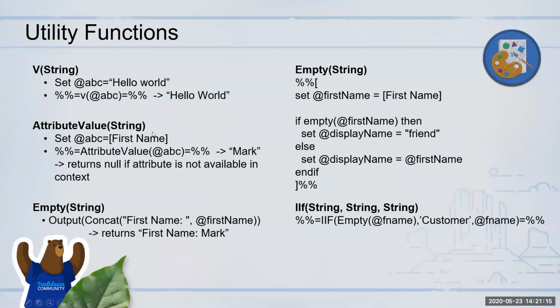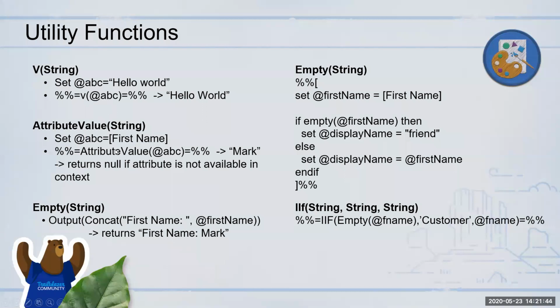Attribute value is somewhat similar to V. The only thing is it is used when that particular variable has an attribute that is being returned from a data extension or a subscriber list. The good thing about it is it will return null if the attribute is not available in the context. The other one, if there is a problem, will show an error. It's not that it's empty; if it's empty, it will show null.